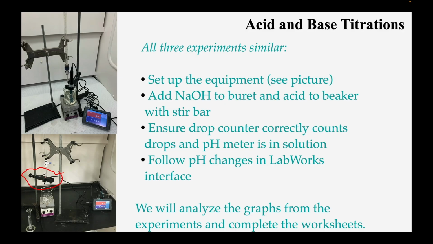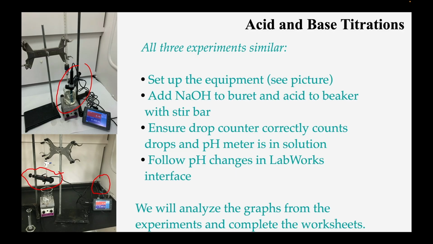Now, the pH meter is the other thing we're going to connect to the LabQuest. In the lower picture, it's in the beaker, but in the upper picture, it's actually in the solution. You can see in the upper picture that you can place the pH meter through the drop counter, so it gets into the solution. The pH meter will read the pH values. Remember that all of your solutions should start out acidic, with a pH less than 7. They'll slowly get more basic, i.e. the pH gets bigger and bigger as you add the sodium hydroxide.